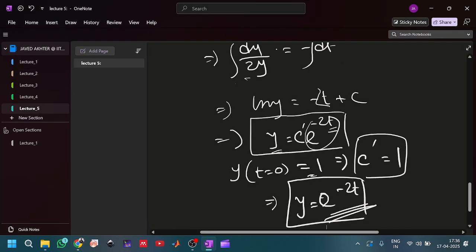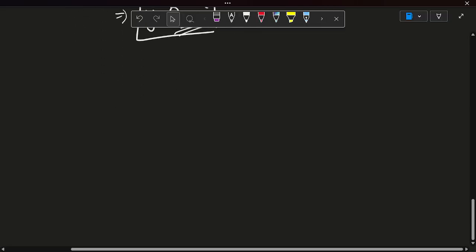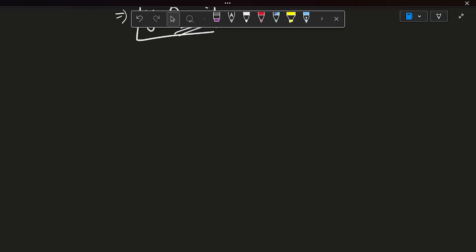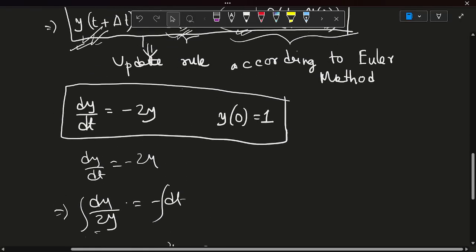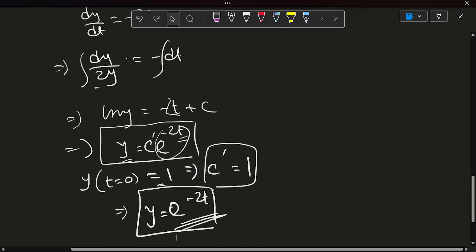Now, let me show you what this RK2 method is. In the Euler method, what are you doing? You are computing this function at the ith point. If you are starting from t and you want to know the value at t equal to t plus delta t, then you are just using the functional value at t equal to t. So this is the Euler method.